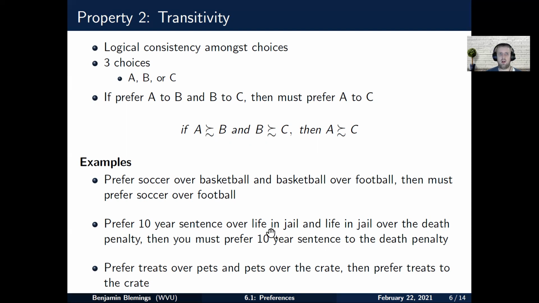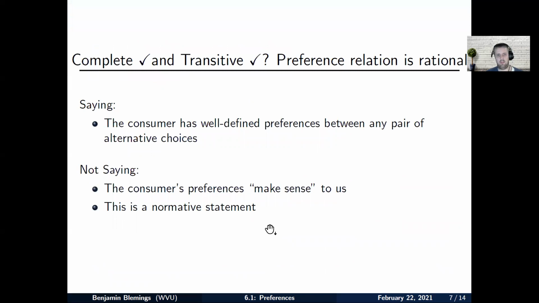So anyway, those are our property one and property two. Property two is transitivity. If your preferences are complete and transitive, then we say that your preference relations are rational. When we say rational, we're saying the consumer has well-defined preferences between any pair of alternative choices. We're not saying that the consumer's preferences don't make sense to us. That would be a normative statement, and we're doing positive economics, where we're trying to make predictions about the world. So if somebody has complete and transitive preferences, they have rational preferences in our world.